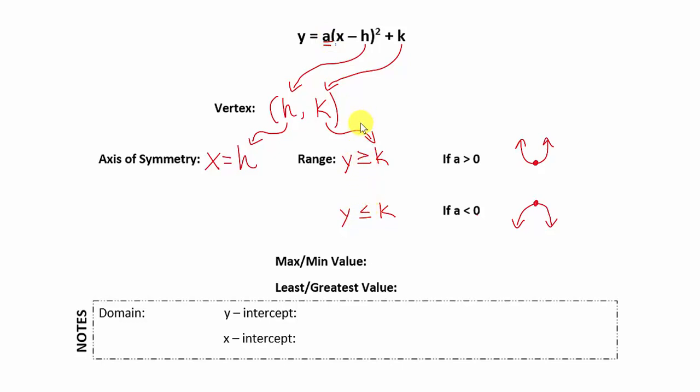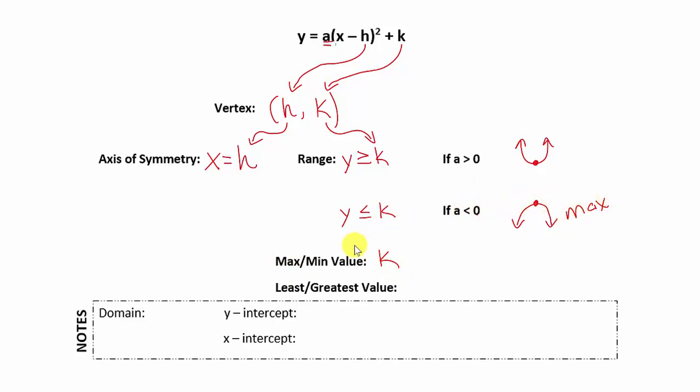A couple other things that we're sometimes asked is what is the maximum or minimum value? Now, the maximum or minimum value will always be k. Just, it'll be a maximum if a was less than 0. So that's a maximum there.